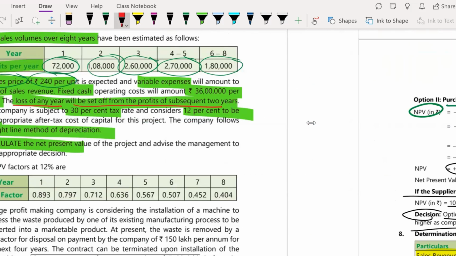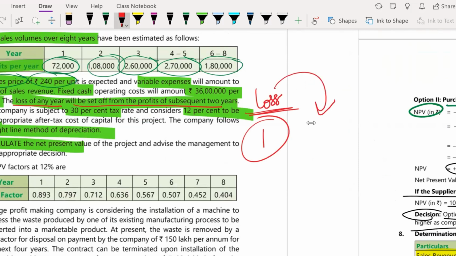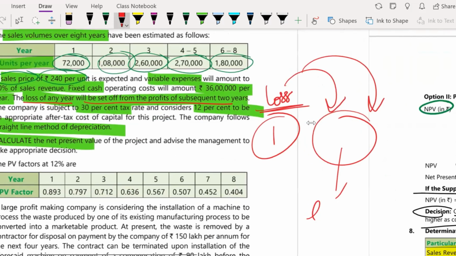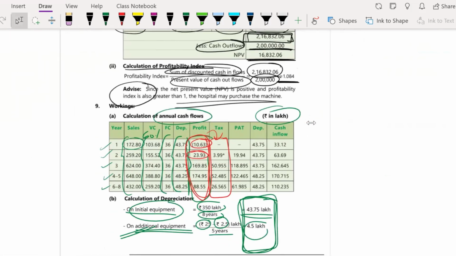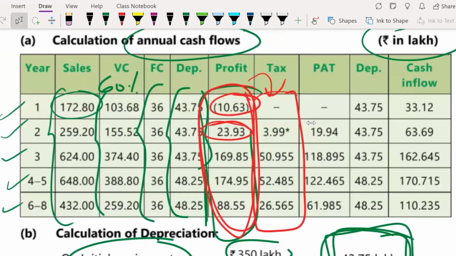What they're telling is, if you have a loss in the first year, you can subsequently use this loss against the profits of the next 2 years. So on that profit, you are able to pay less tax. Here we are doing the same thing: 10 lakh rupees of loss is being set off with the profit of the next year.